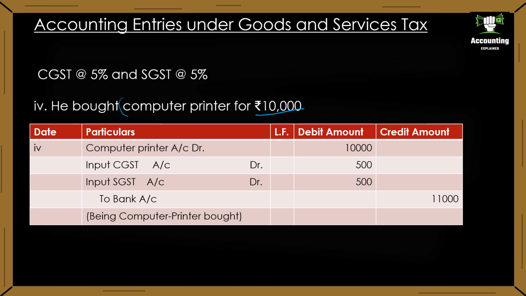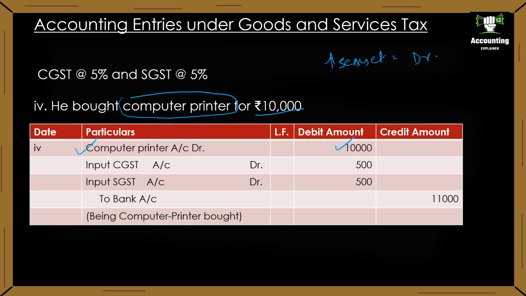So computer printer is an asset. We are going to use it for more than a year. So it is an asset. When there is increase in asset, we debit. So computer account debit 10,000.